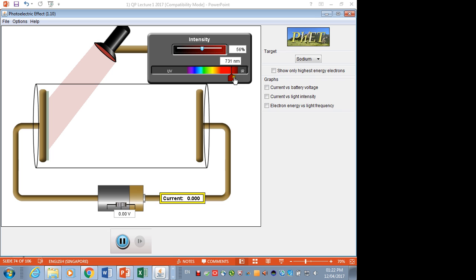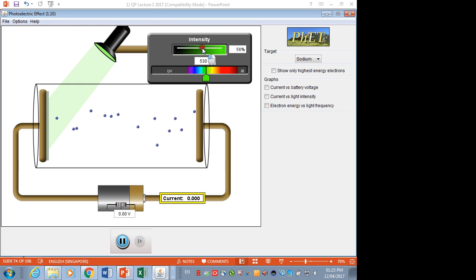I bring down the wavelength. That means frequency is increasing, frequency is increasing. Oh, the electrons are now being emitted. Of course, they are moving a lot faster than this. This is a simulation. And then they touch. Then got current already. Okay, very small, too small already.